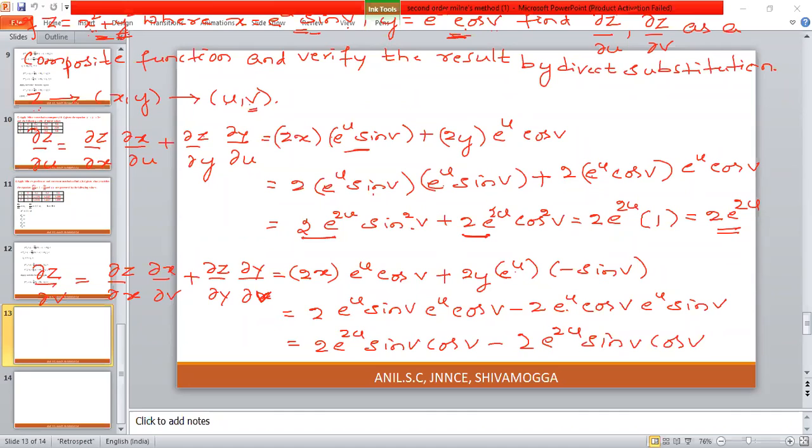Clearly, these two are equal in magnitude. One is in positive direction and the other is in negative direction. Their sum is equal to 0. This is the second derivative, del z by del v. So please make a note of this. If you have any doubts, you can unmute yourselves and ask.